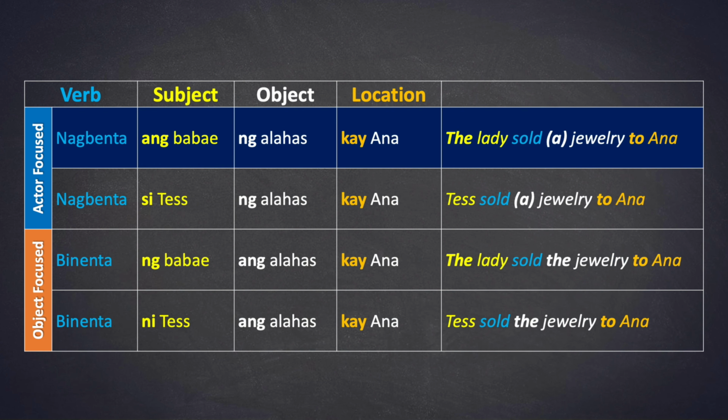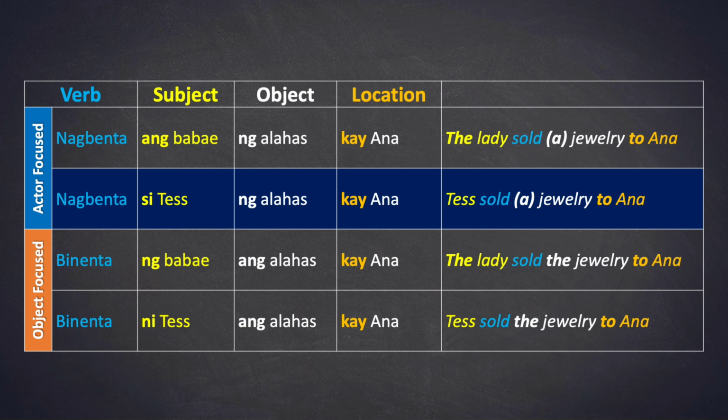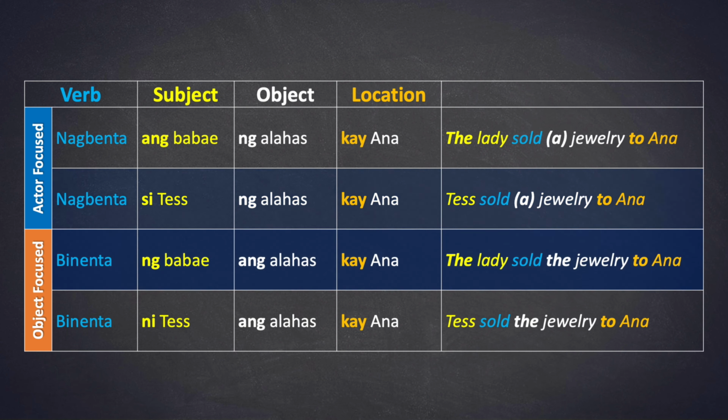Nagbenta ang babae ng alahas kay Anna. The lady sold jewelry to Anna. Nagbenta si Tess ng alahas kay Anna. Tess sold jewelry to Anna.